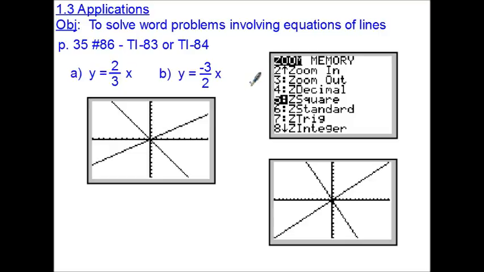Anyway, section 1.3, the applications version of this. Before, we did the just kind of naked math, if you will. Now we're going to basically go word problemming. And here we go. I admit for this I stole a lot of problems out of the book.